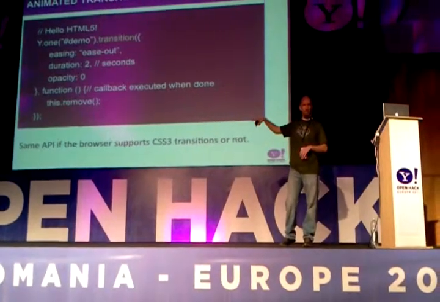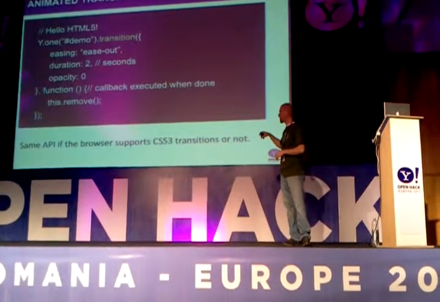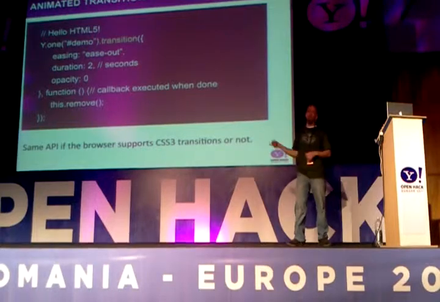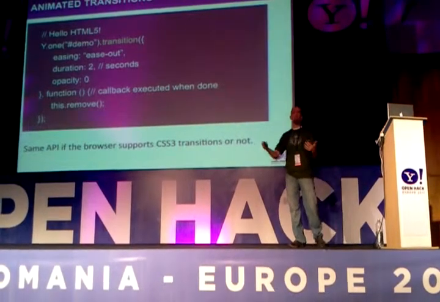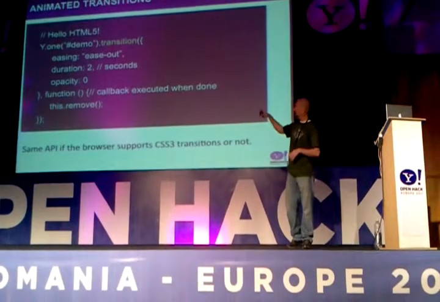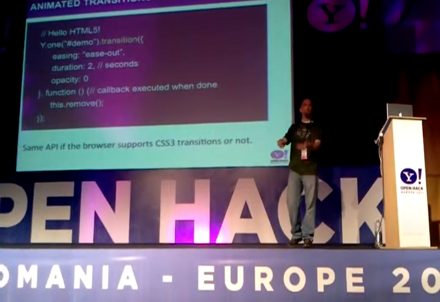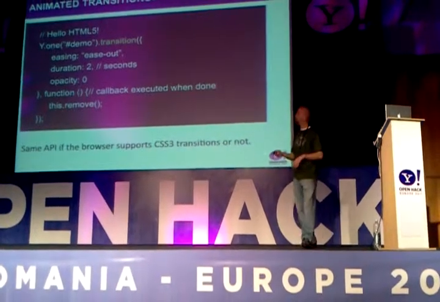Additionally, here we're adding a second argument onto transition, which is a function callback that gets executed after the transition finishes. So in this case, we fade something out and then remove it from the DOM, right? Pretty straightforward stuff.